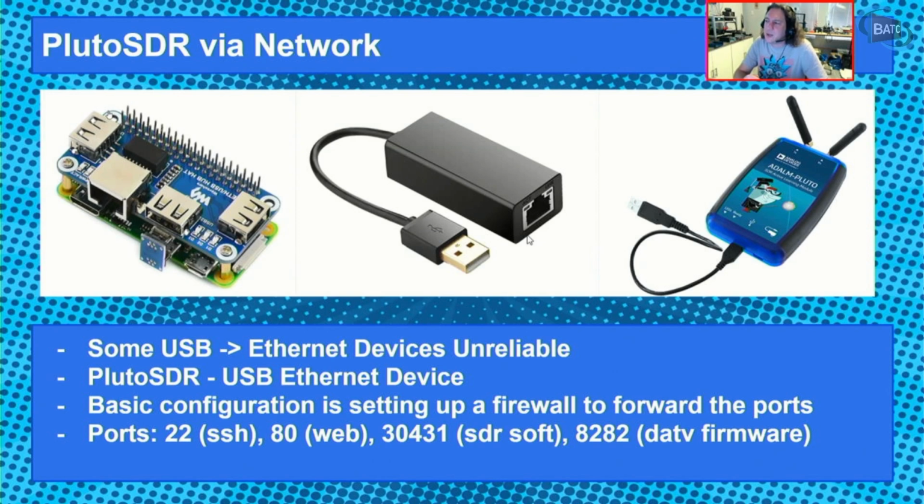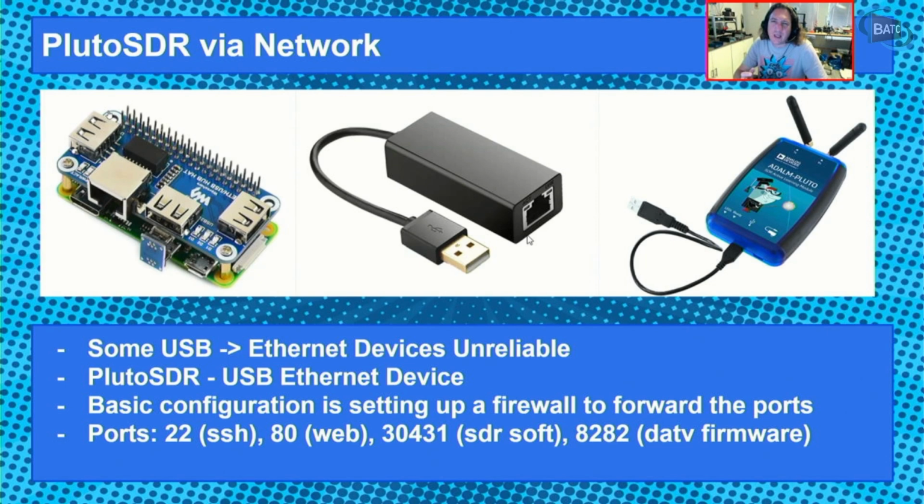Since I couldn't find the recommended adapter locally, I decided to try something else. Instead of using the adapter, I plugged the PlutoSDR directly into the network port on a Raspberry Pi. Since the PlutoSDR, once plugged in on USB, already enumerates as an Ethernet device, all we really need to do to make this work is to set up firewall rules to port forward the incoming data on the Raspberry Pi to the PlutoSDR and vice versa.